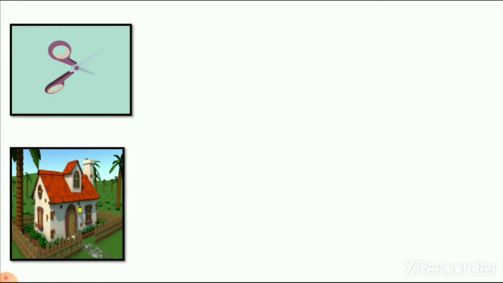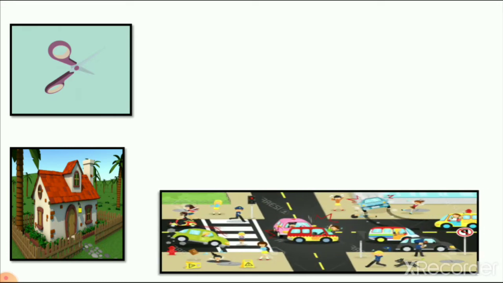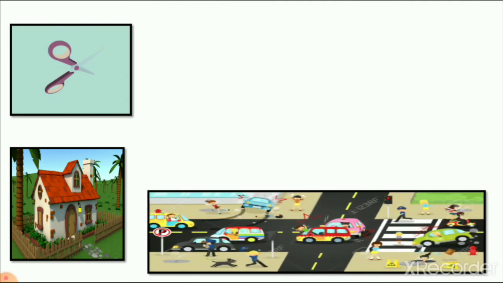Now you think that we already learned about the house in lesson number 9, right? So why did I put a house picture here? Today we understand what a safety rule is and where we are following it. Here you can see the picture of a road, right? Now you can see this picture. What do you see in this picture? A picture of a road. You can see accidents, right?